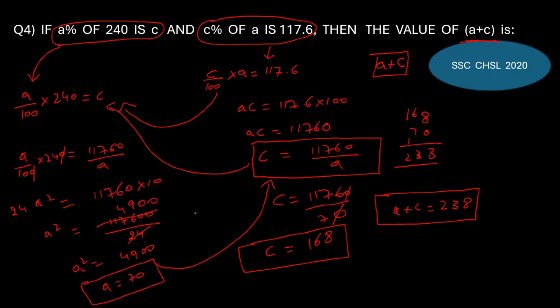This value of A was substituted in this equation, and that gives me C equals 168. But they asked us to find the value of A plus C, and we have got both the values, and I added both these values, which gave me 238.